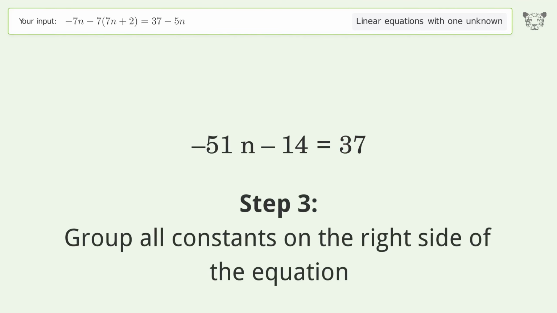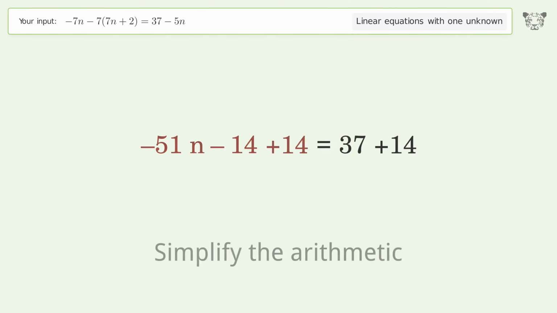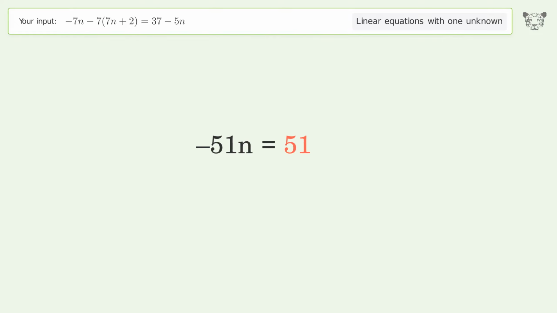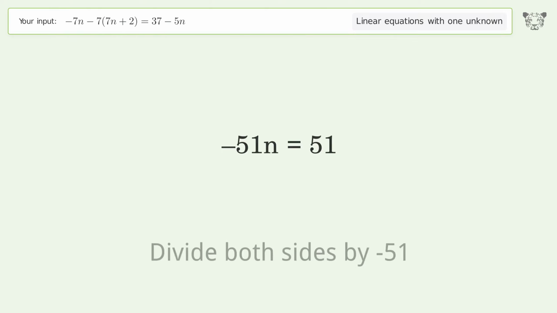Group all constants on the right side of the equation. Add 14 to both sides. Simplify the arithmetic. Isolate the n. Divide both sides by -51.